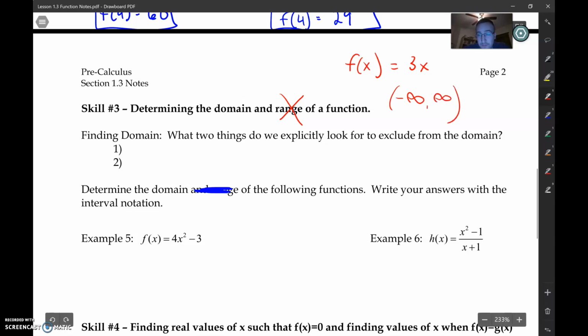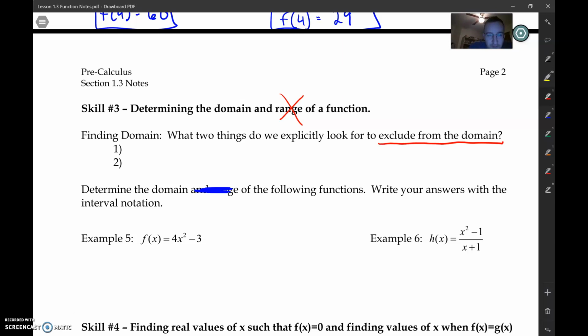Everything works. Okay? But there are 2 special things we have to hunt for that will not work, and that's what we're going to focus on. Literally everything works. So all you need to remember is the 2 instances where something doesn't work, and then you're set. Okay? What 2 things do we explicitly look for to exclude from our domain? Here are the things we have to avoid.